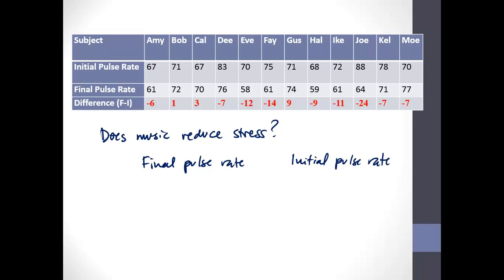Less than, right. So I want to see if the final pulse rate is less than the initial pulse rate, which is the same thing as saying that the final minus the initial is less than 0. So if I want to see if their stress is reduced, I'll take their final minus their initial and see if that's in fact less than 0.